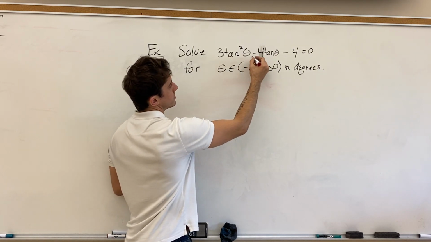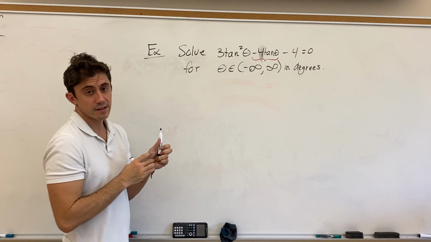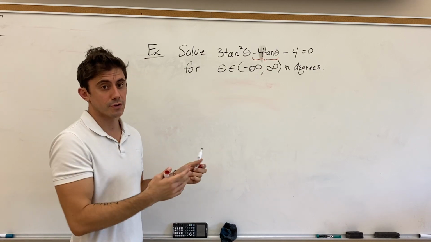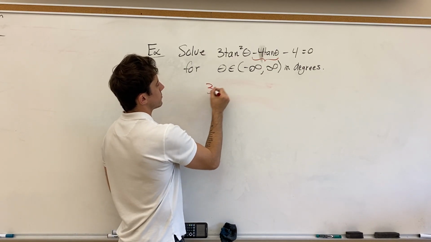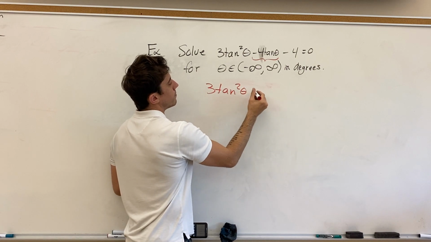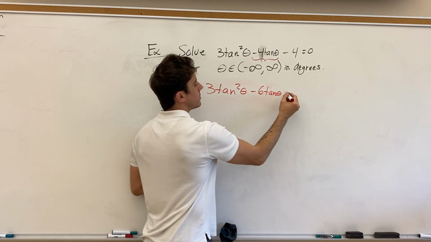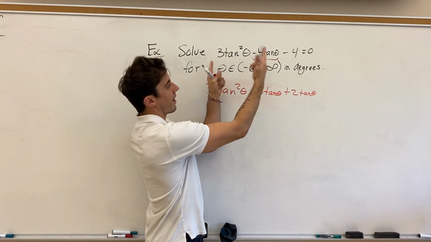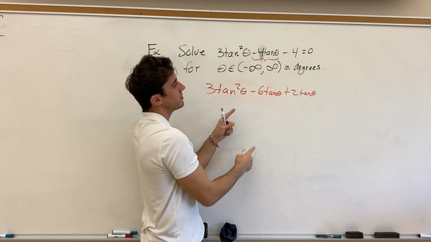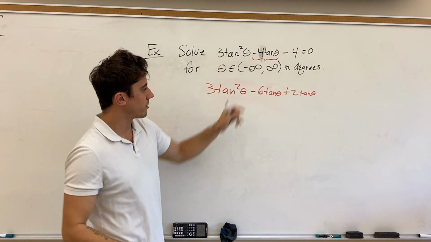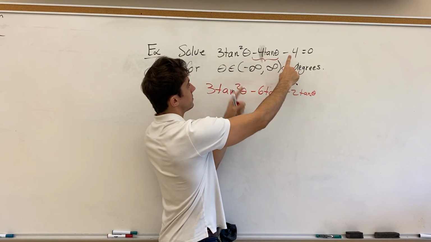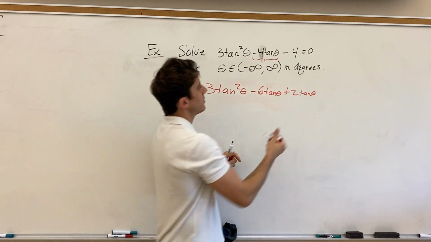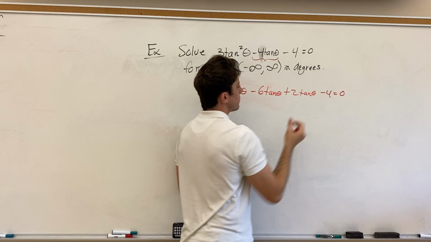And so we're going to decompose the middle term of negative 4 tan theta into negative 6 tan theta and positive 2 tan theta, the same way we always have with quadratic equations. So that means we'll have 3 tan squared theta minus 6 tan theta plus 2 tan theta, right? This is where we see the result of factoring the two numbers that multiply to make negative 12 and add to make negative 4. Negative 6 times 2 is negative 12, and negative 6 plus 2 is negative 4. Exactly what we want. And so we can finish that off. Minus 4 is equal to 0.